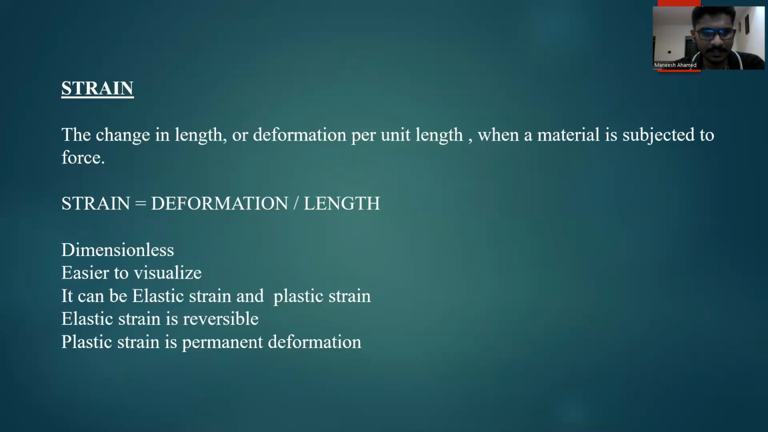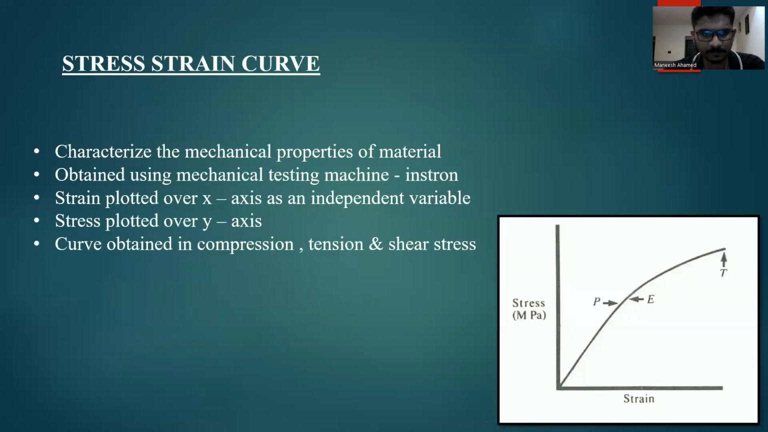Strain, on the other hand, is a change in length or deformation per unit length when a material is subjected to force. Strain is equal to deformation divided by length. It is dimensionless, easier to visualize. It can be elastic strain and plastic strain. Elastic strain is reversible, whereas plastic strain is permanent deformation.